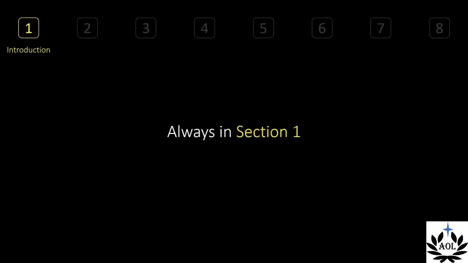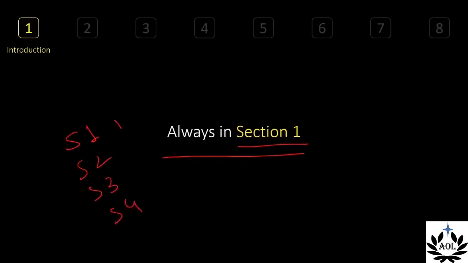All right. Now this is always in section 1. If you don't know what is section 1, I suggest you watch the video about listening sections. I have included all the information required to understand what sections are. There are total 4 sections: section 1, section 2, section 3 and section 4. Difficulty level always increases from section 1 to section 4.